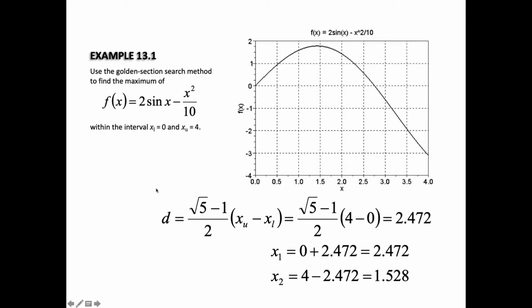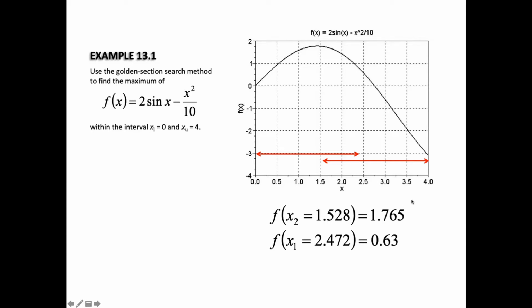We then use the golden ratio to determine d. So we use square root of 5 minus 1 divided by 2 multiplied by the difference of xu and xl. In this example, this will give us 2.472. We then add 2.472 to xl and then subtract 2.472 from xu. This will give us x1 equals 2.472, which is here, and x2 equals 1.528, which is somewhere here.